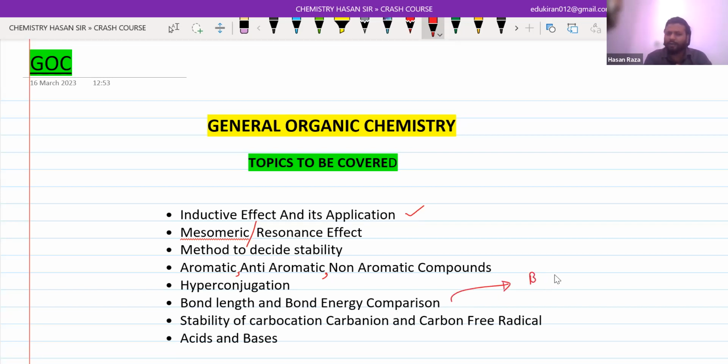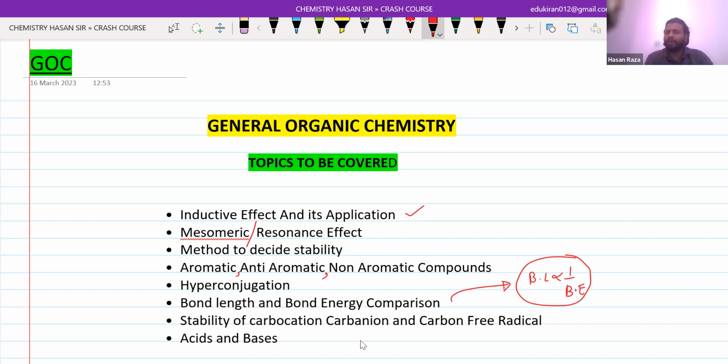As you know, bond length is inversely proportional to bond energy. If in a compound the bond length is larger, that means it is easily breakable, that means its bond energy is lower. You have studied these basic things.